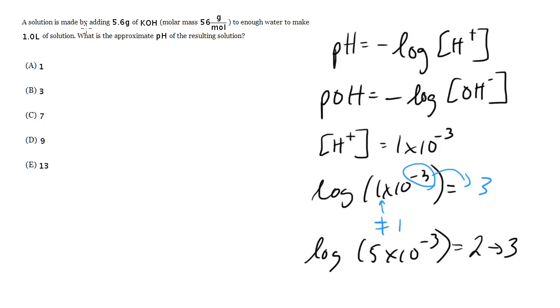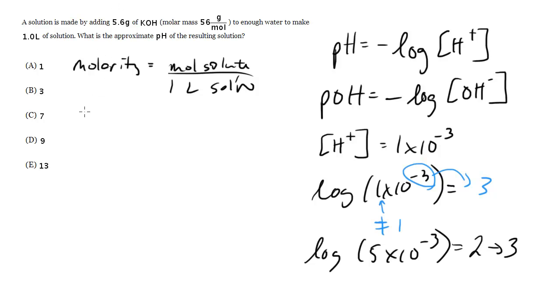That said, a solution is made by adding 5.6 grams of KOH to enough water to make 1 liter of solution. What is the pH of this solution? So first things first, let's figure out how many moles of this are added. Now it's a 1 liter solution, so that's also going to be the molarity, because remember molarity, which is your concentration, is moles of solute over liters of solution. And that SOLN means solution.